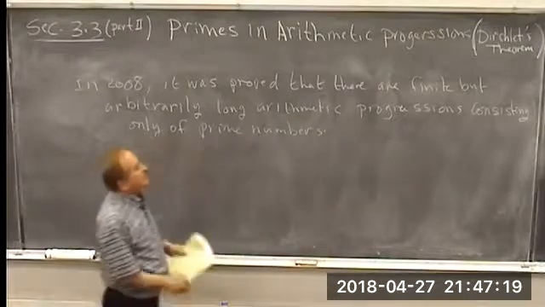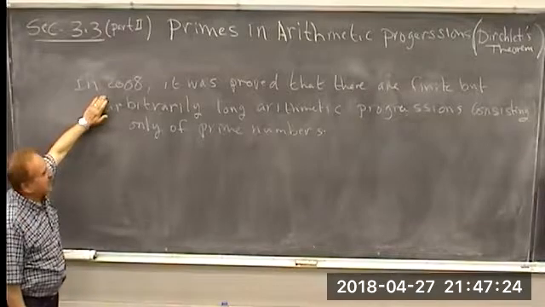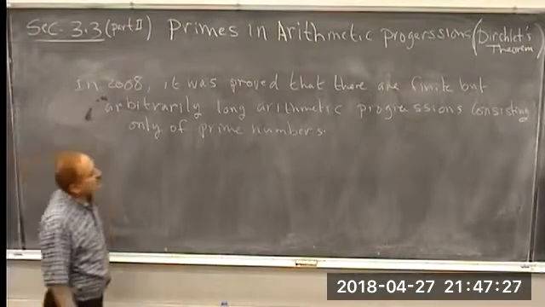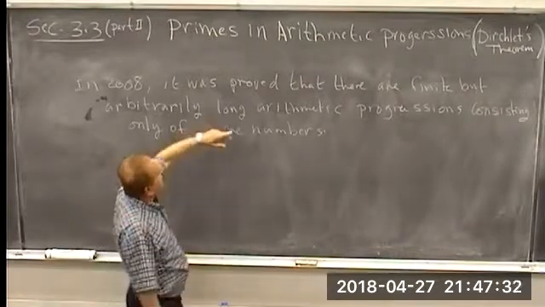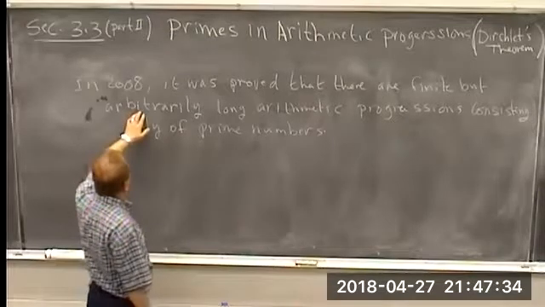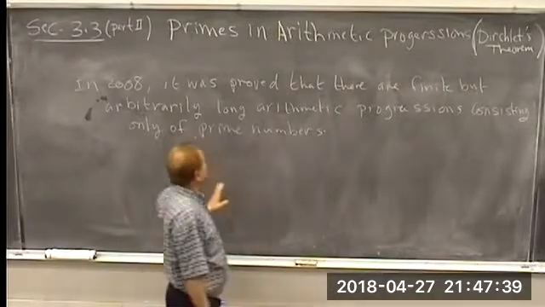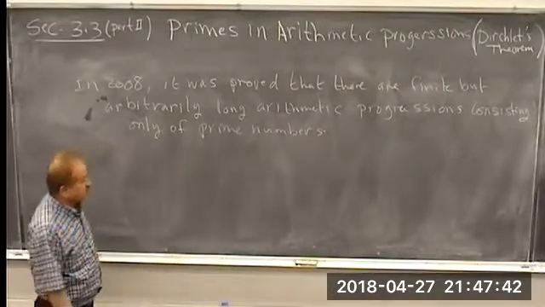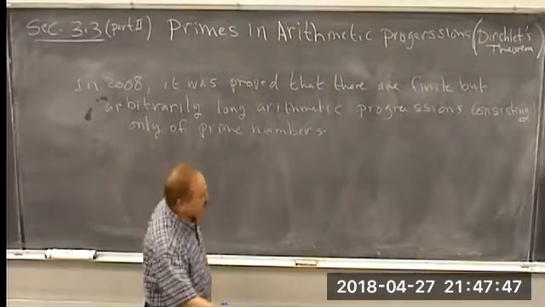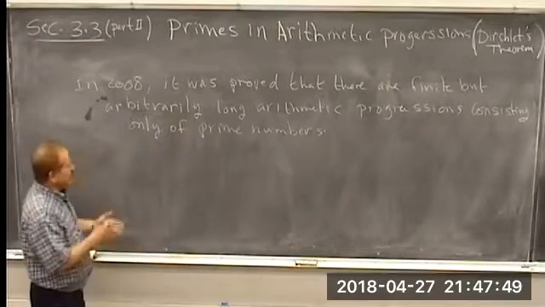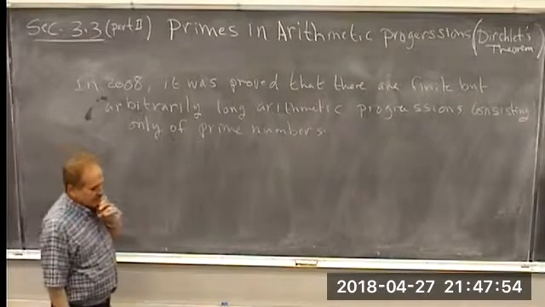Okay? So in the history of mathematics, this is very recent. This is not a very old date, 2008. All right, 10 years ago. So this is what we have. There are finite but arbitrarily long arithmetic progressions that consist entirely of prime numbers. Now, these primes are not consecutive, meaning they skip some, all right?